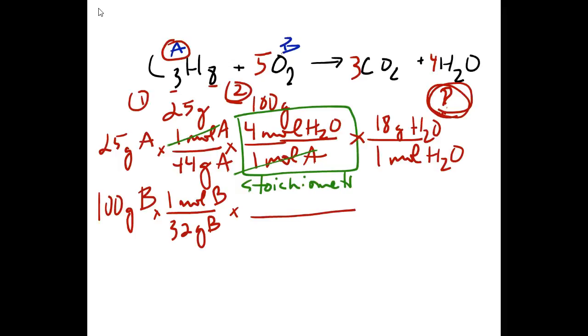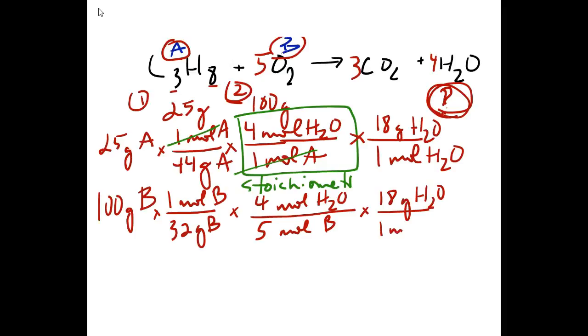Next, I need my stoichiometry step. So what's the mole-to-mole ratio between component B, which is oxygen, and my product? And that's 5 moles of oxygen for every 4 moles of water. So I've got to put my oxygen on the bottom, 5 moles of B, which is O2, and the 4 moles of water again up top. And that's going to be the same for both of these calculations, because in both cases you're comparing to the final product, water. And again, the final step will be obviously identical because all you're doing is converting moles of water into grams.